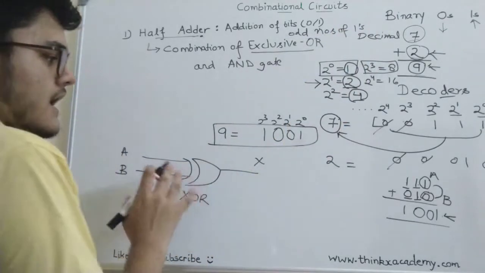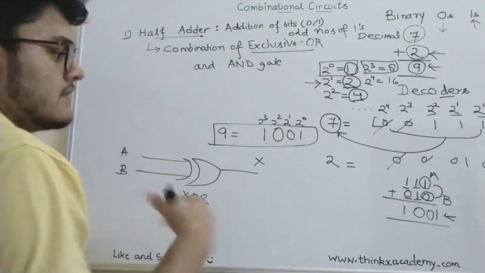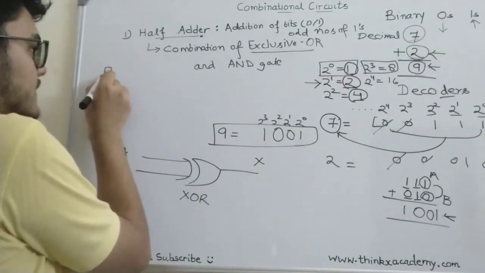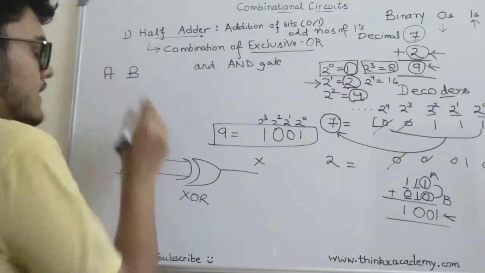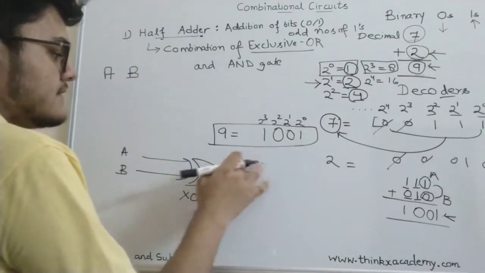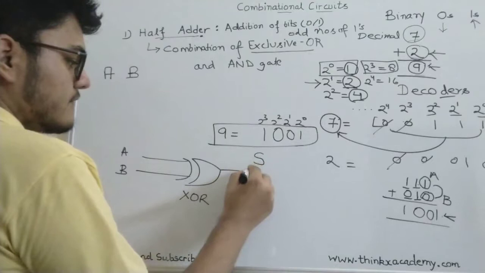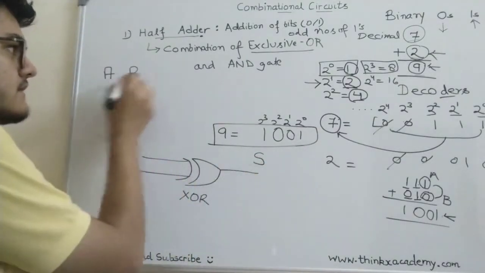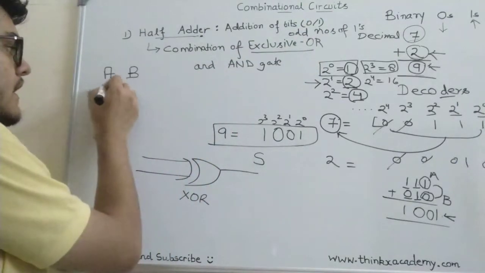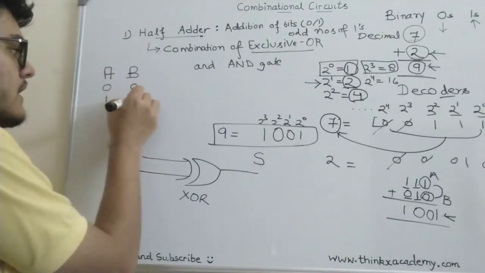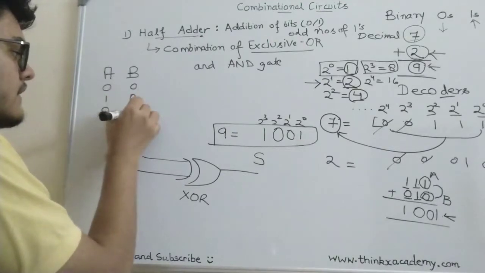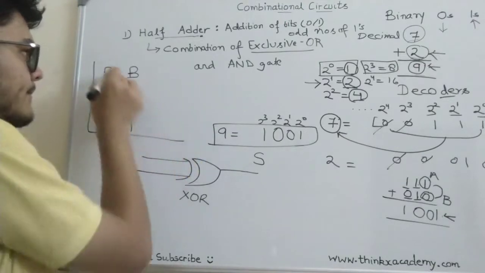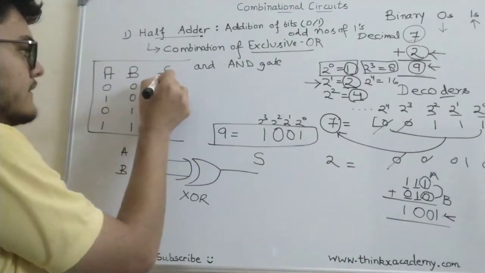So if we are having an odd number of ones, then the answer will be 1. Right? So what I'm going to do here is draw a truth table, and since this is sum, I'm going to represent it with S. Since there are 2 bits, I will write all the possible combinations. So these are all the possible combinations, and here is the S.